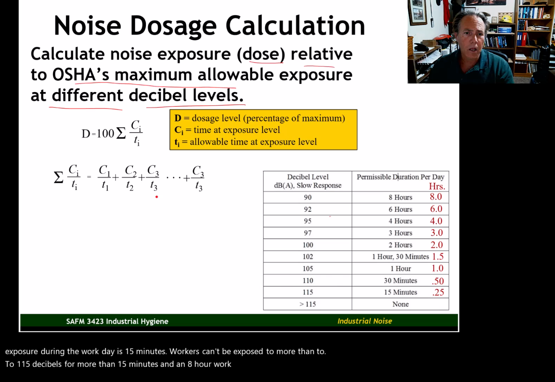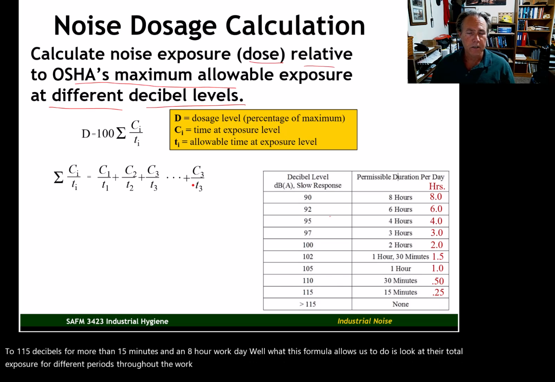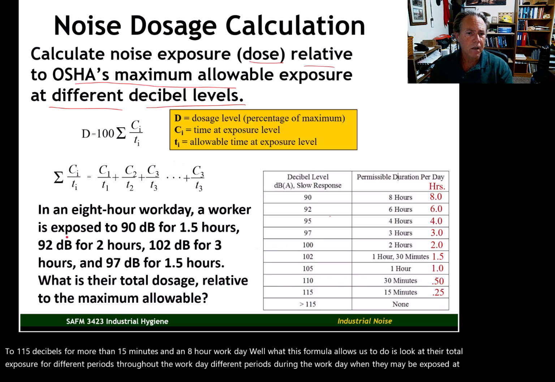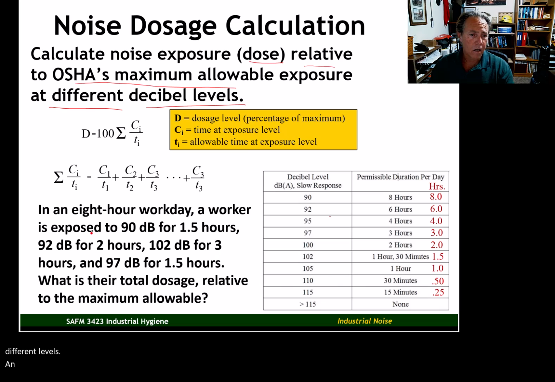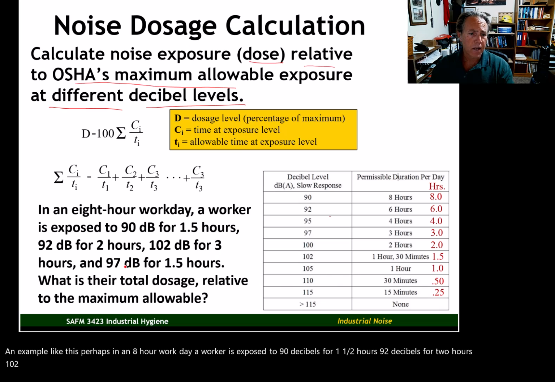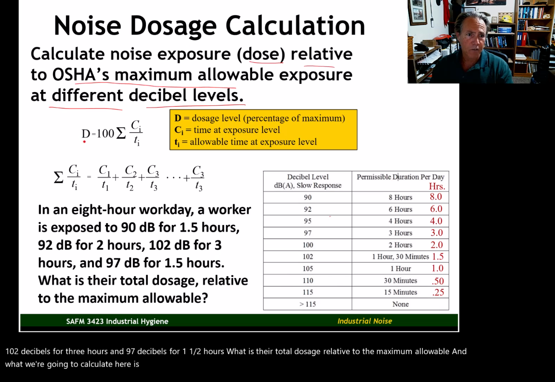Well, what this formula allows us to do is look at their total exposure for different periods during the workday when they may be exposed at different levels. An example like this, perhaps. In an 8-hour workday, a worker is exposed to 90 decibels for 1.5 hours, 92 decibels for 2 hours, 102 decibels for 3 hours, and 97 decibels for 1.5 hours. What is their total dosage relative to the maximum allowable? And what we're going to calculate here is a percentage of maximum.